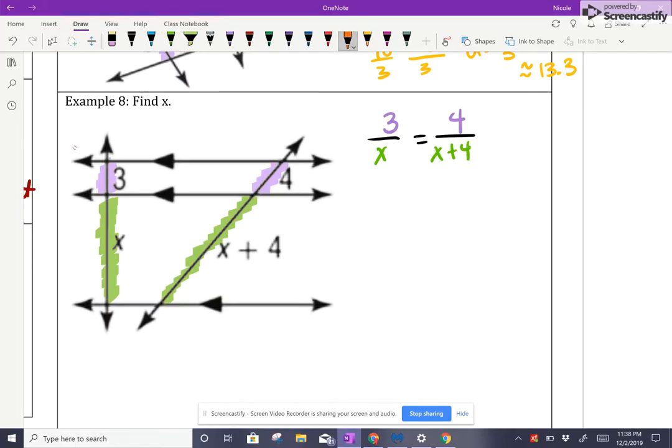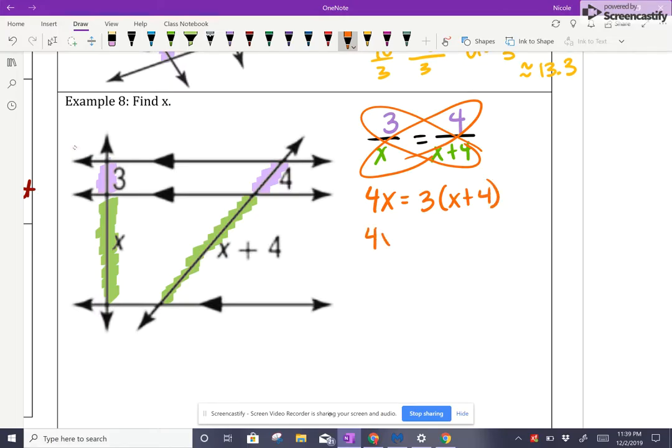And we are again just going to cross multiply. That gives us 4x is equal to 3 times x plus 4. We're going to distribute, and you get 3x plus 12. Subtract that 3x over, and you just get x equals 12.